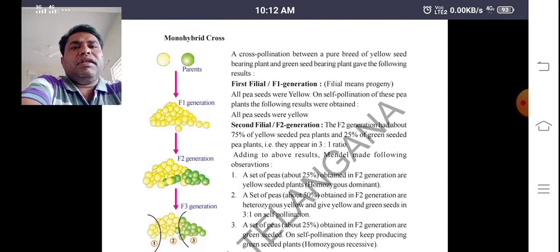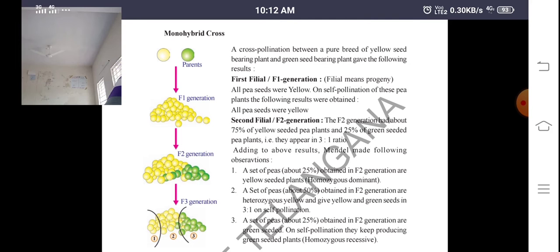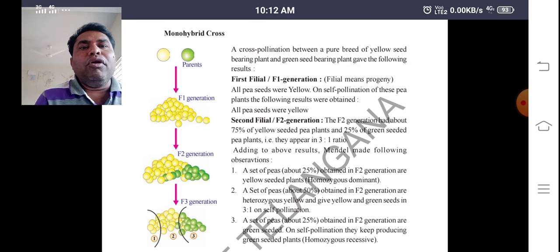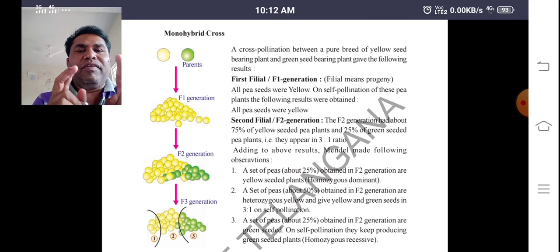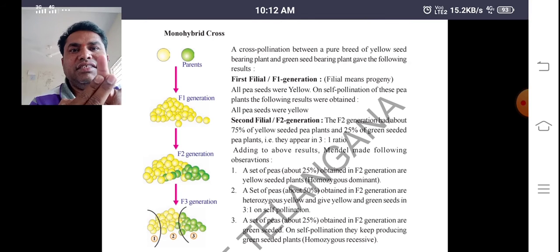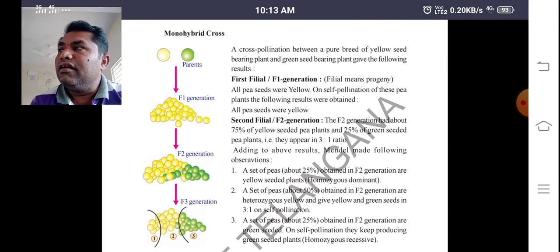Now here, take the monohybrid cross. The definition of monohybrid cross: mono means single. When we cross two plants by taking a single character, it is called a monohybrid cross. Imagine these are the two plants we are crossing or reproducing by taking a single character. So a cross between two plants by taking a single character is called a monohybrid cross.